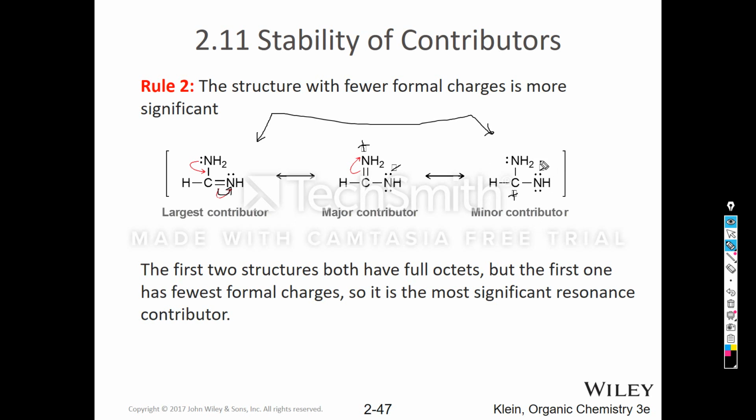And if you look at this specific form, this has charge separation, and also worse than charge separation, this has a carbon with no octet. Therefore this is going to be the least contributing form. So the most contributing, the second most contributing, and the least contributing.